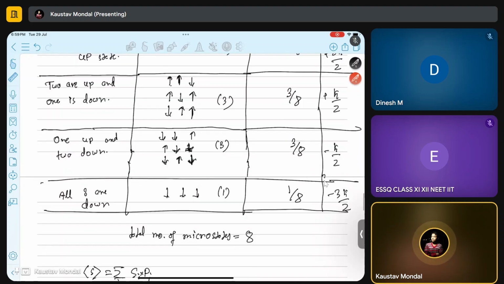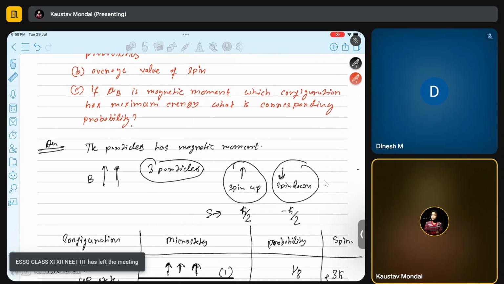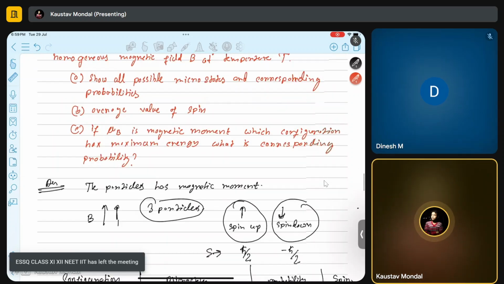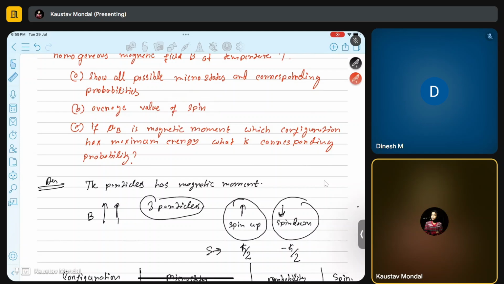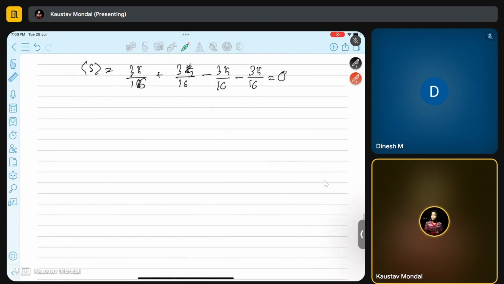Okay, so now last problem. In the last question, they have asked to calculate which configuration has the maximum energy. So what happens in this case, when the particles are in the spin up state, the energy is basically minus mu b into b. And when the particle is in down state, this energy would be plus mu b into b. Mu b is just a factor, and b is the magnetic field.